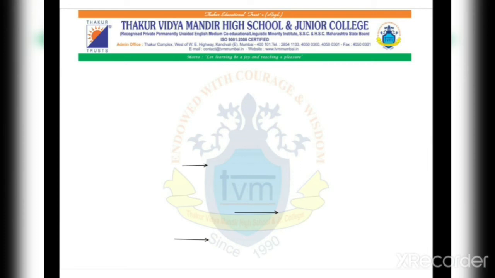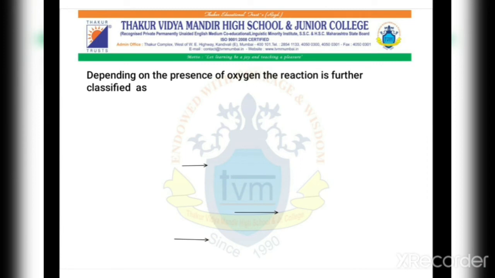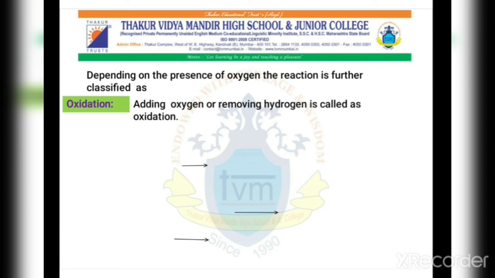The next type of reaction depends on the presence of oxygen or the removal of oxygen. Based on that, it is classified as oxidation reaction, and the second is reduction reaction. Oxidation, as the name suggests, oxygen, OX. In this reaction, oxygen is added or hydrogen is removed. So a reaction where there is an addition of oxygen or removal of hydrogen is called an oxidation reaction.